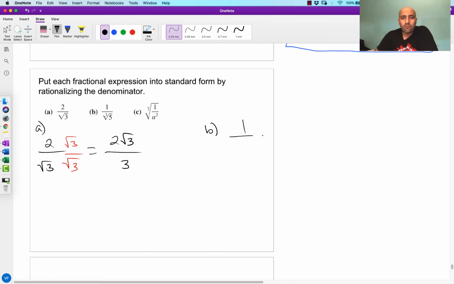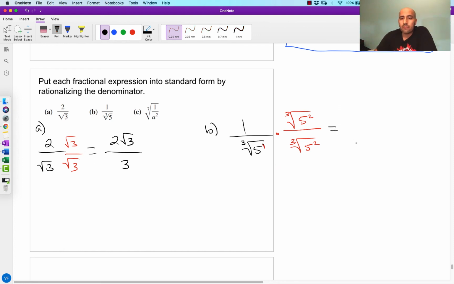For b, we have 1 over the cube root of 5. So that's 5 to the 1st power. So I need to multiply the numerator and denominator by the cube root of something. And there has to be a 5 in here. But I want to raise it to a power such that these add up to that index of 3. So I have to put a 2 there, because the 1 plus the 2 will add up to 3.